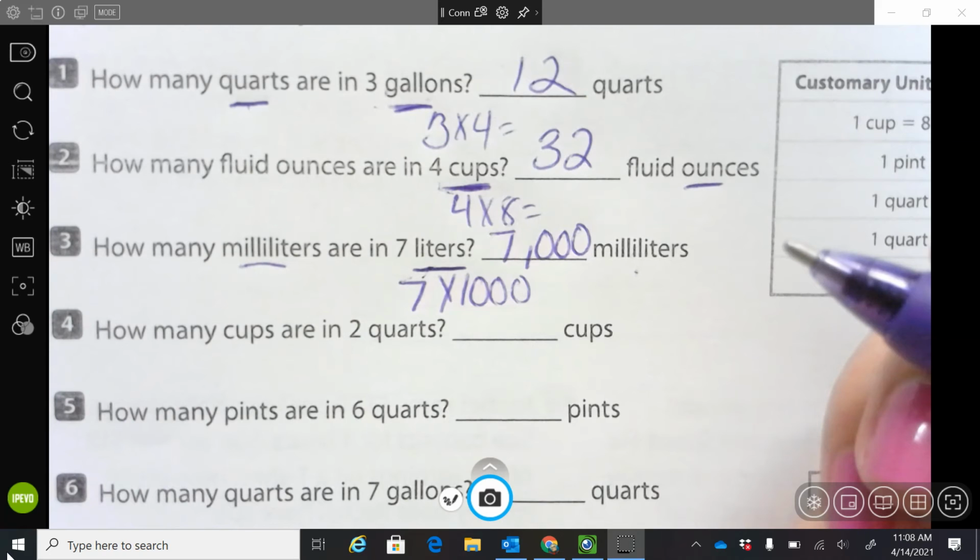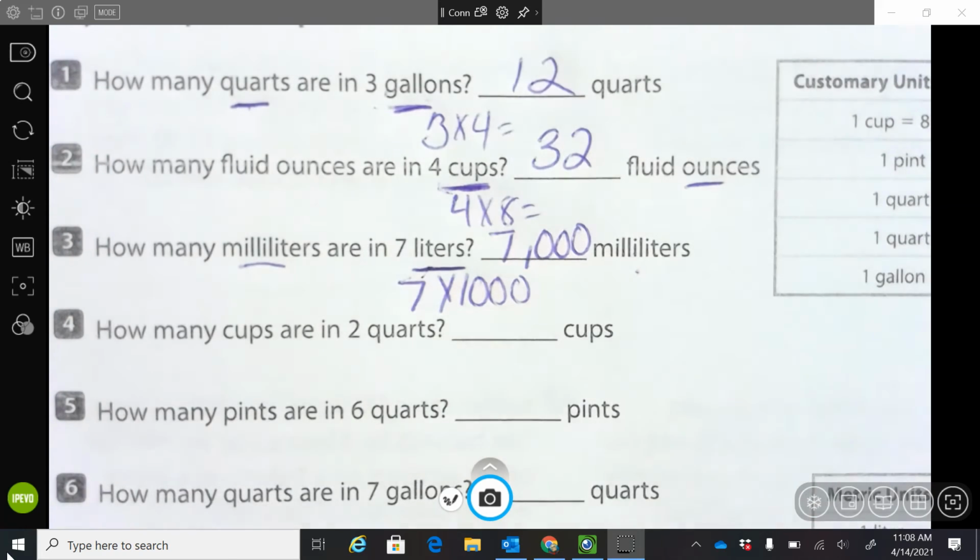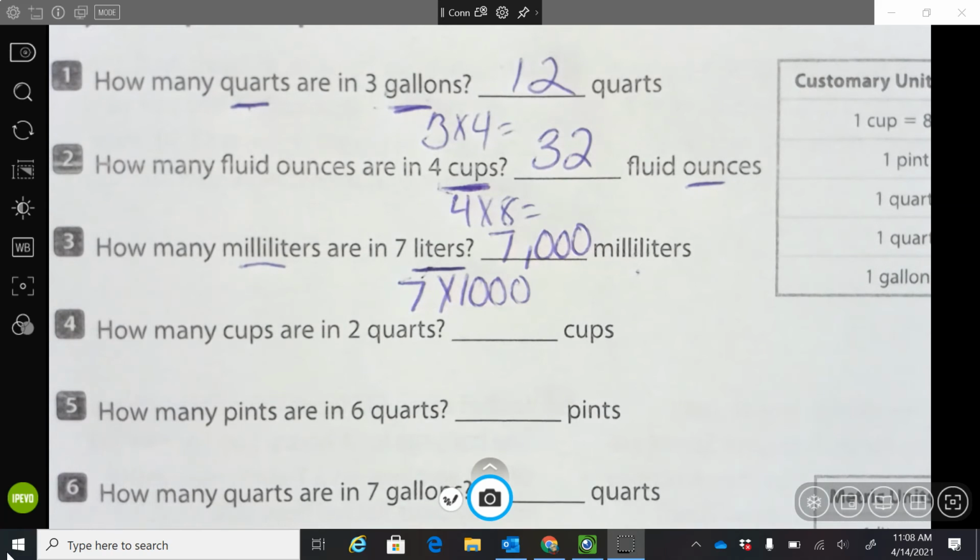What is bigger, liters or milliliters? Liters. So show me where you're starting at liters. It's a bigger measurement, right? Now, if you're going from liters, something bigger to smaller, you're going to multiply. If you're starting at milliliters, which is little, and you're going to liters, you're going to divide.